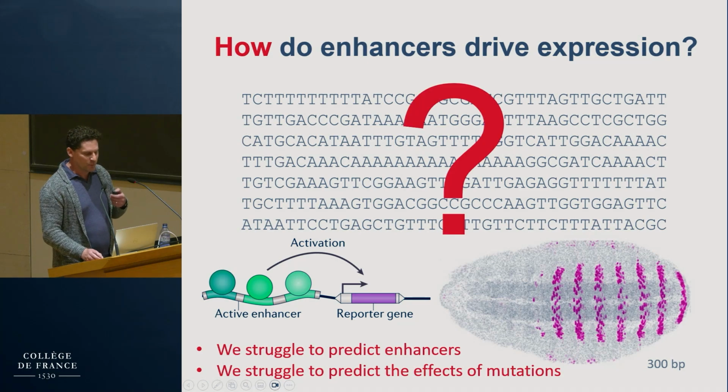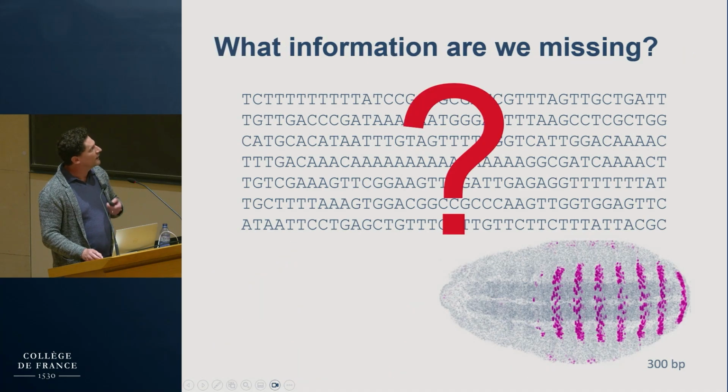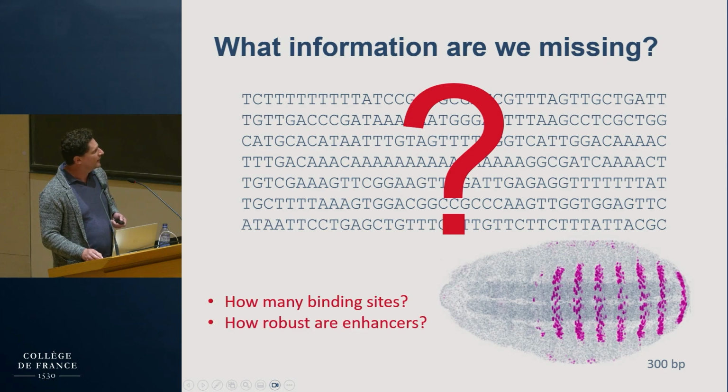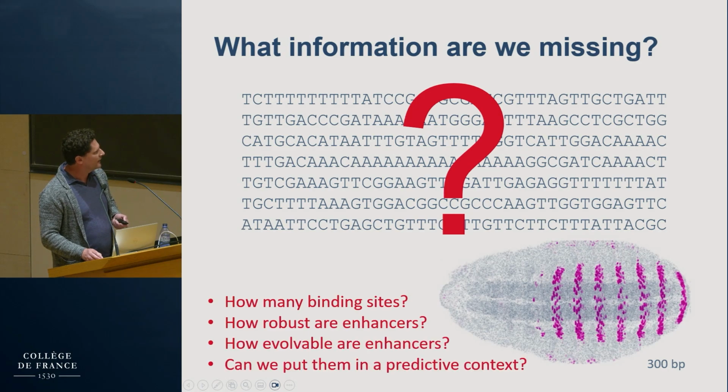So the question for me is, why, really? And this ends up being, what information are we missing? When we first took this journey, we didn't know very simple answers to questions like: if you randomly went through this enhancer, how many binding sites might there be? How robust are these to perturbations? How evolvable are they? And can we eventually put them in a predictive context, relating changes of sequence to changes of gene expression patterns?